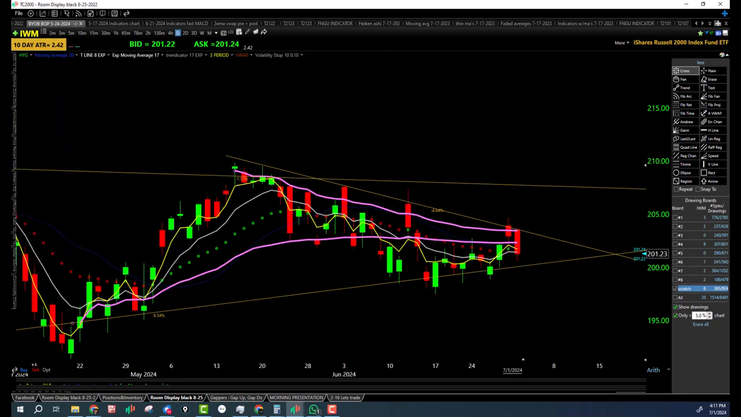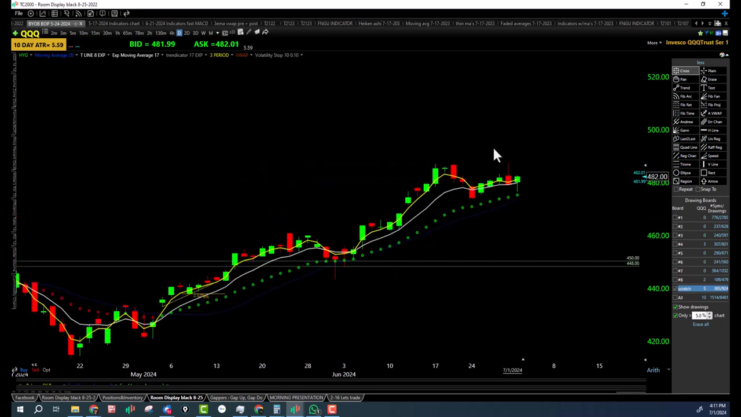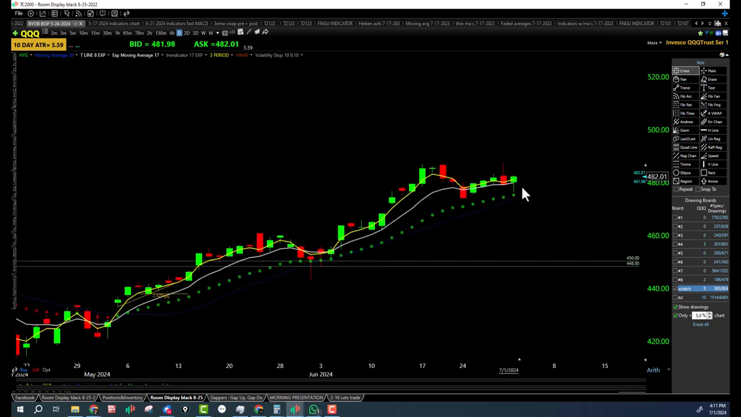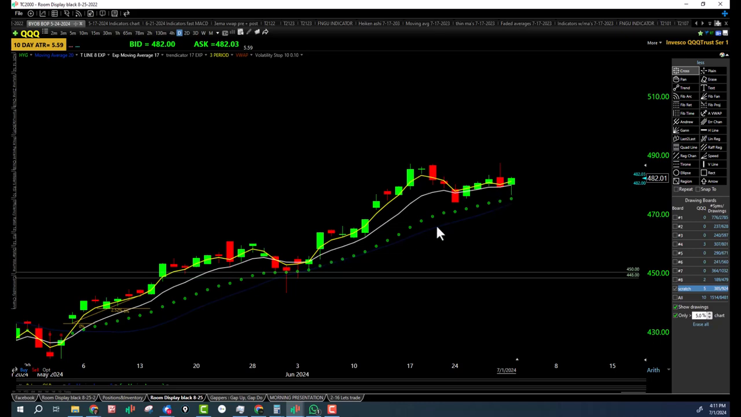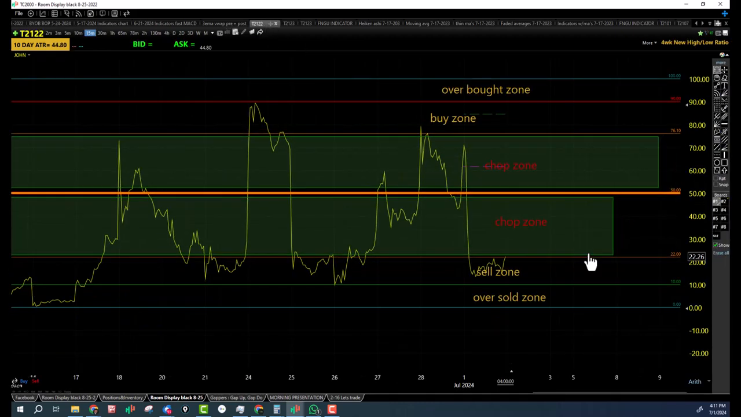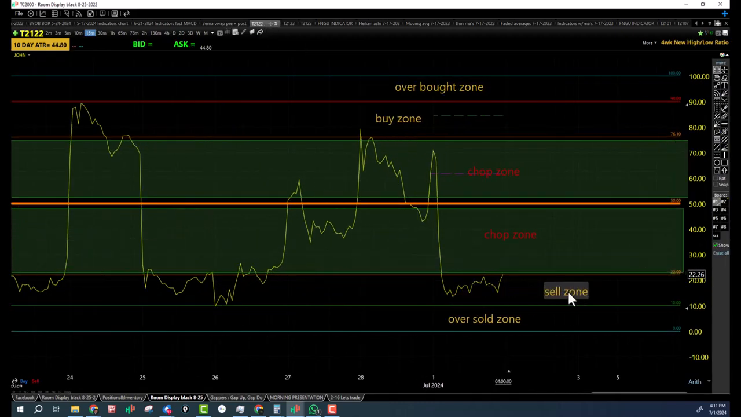Okay, there's IWM. QQQ. I think we did QQQ. Still in an uptrend, closing over the bullish trap, over the 17 EMA. Technicals. Let's take a look at those. T2122, just abysmal for today.